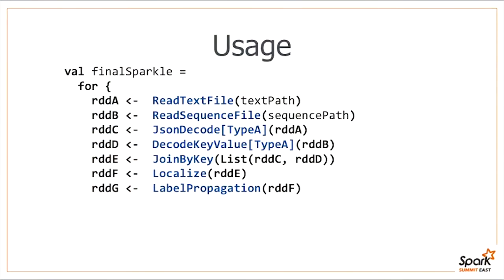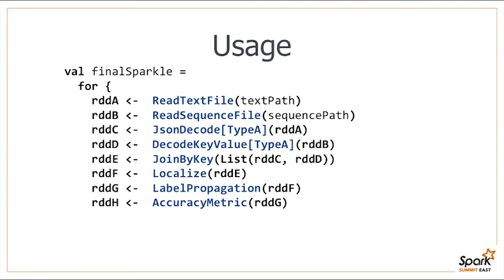Finally, you're done with all your data massaging and cleaning, and you're happy to do label propagation. So label propagation, you have a bunch of data points and a very sparse set of tags spread across your data points, and you want to spread those tags across your data points. So you take your RDD of F that's been localized, you feed it into your label propagation, and you get some RDD of G back, the result of label propagation. You're happy with that. Now you want to do some metrics.